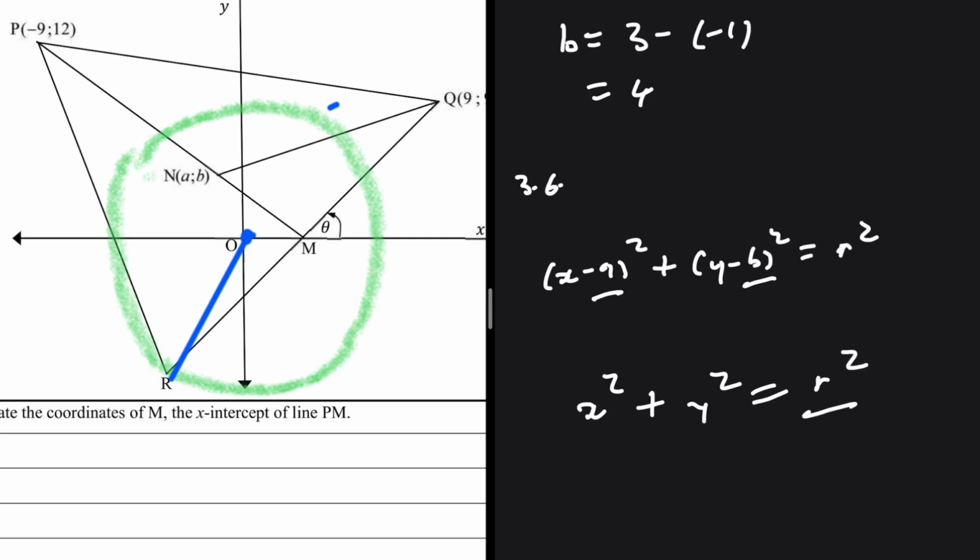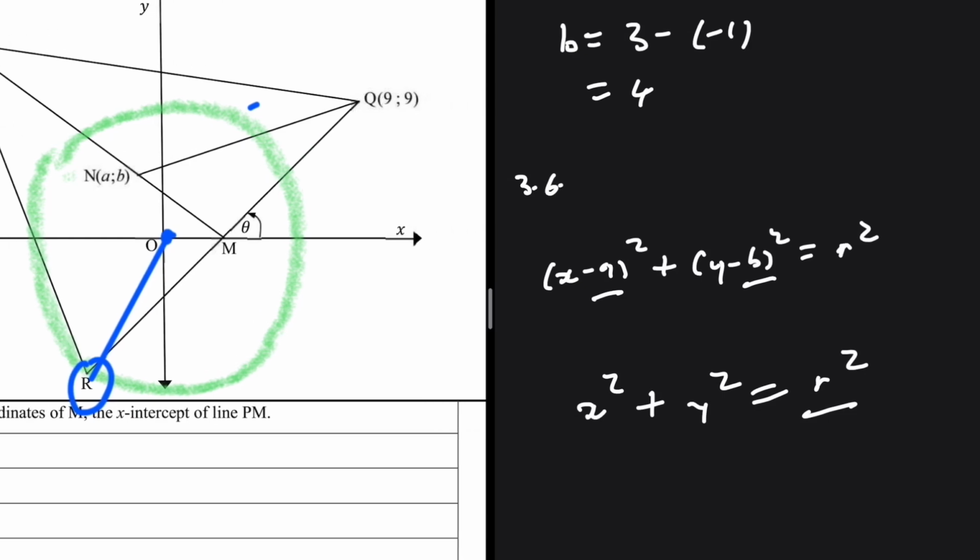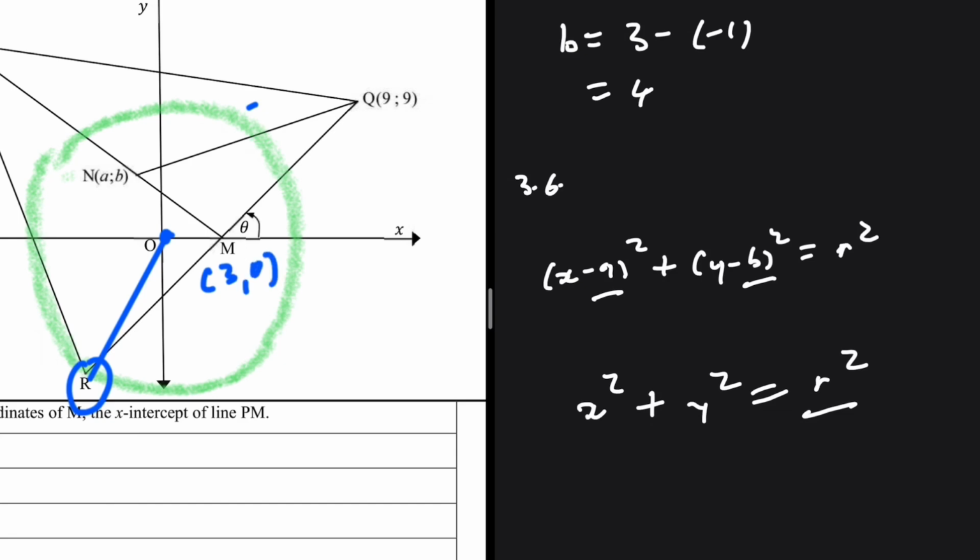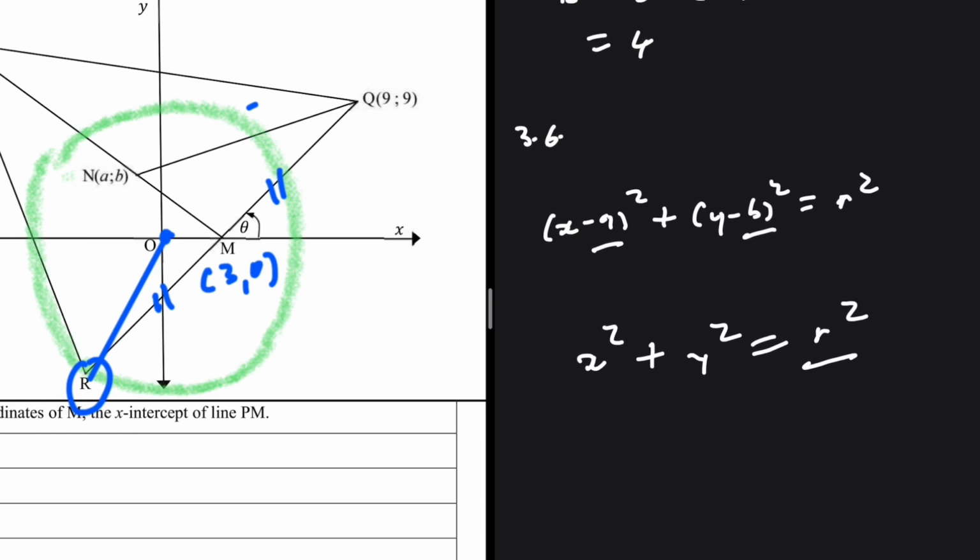But how are we going to find r squared? We need the coordinates of r, but they're not given to us. We cannot use the equation of qr. It's not going to be helpful because r is not a special point. It's not an x-intercept or y-intercept. We have the coordinates of q and we have the coordinates of m. M is 3 and 0. And then we know that these distances are equal to each other. So we can use the midpoint theorem to find the coordinates of r. And after finding the coordinates of r, we can then substitute x in x and y in y essentially.